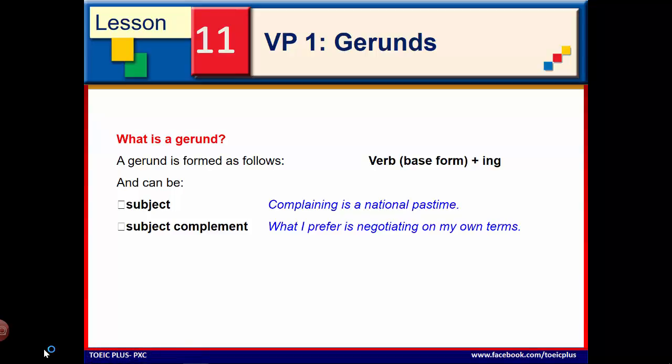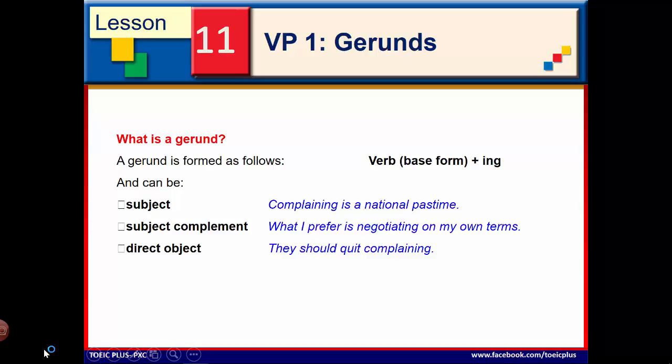Now, again, what do you hate to do? You say, what I hate to do is... Singing. Okay. Do you hate to sing? Yes. What do you like to do? You say, what I like to do is... You say, start the sentence with what I like to do is... Watching movies. Yes.